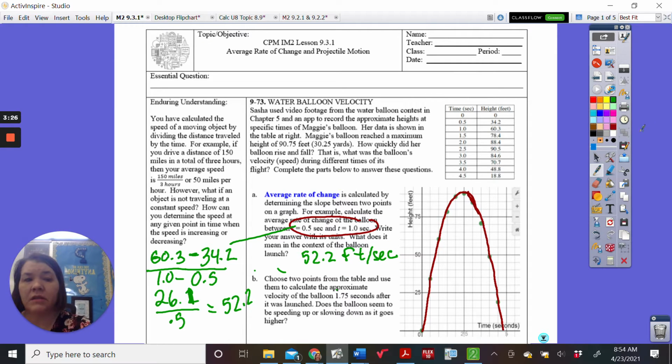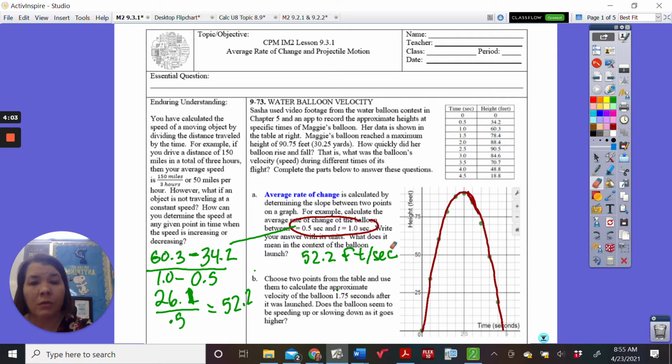What does this mean in the context of the balloon launch? Since rate of change is velocity, and we're going between here and here, it means that the average velocity or speed at which the balloon was launched might have been 52 feet per second. That's what it means. Okay, choose 2 points to calculate the approximate velocity at 1.75. When we do this, we actually find the velocity at the point directly in the middle of those two, just so you know.